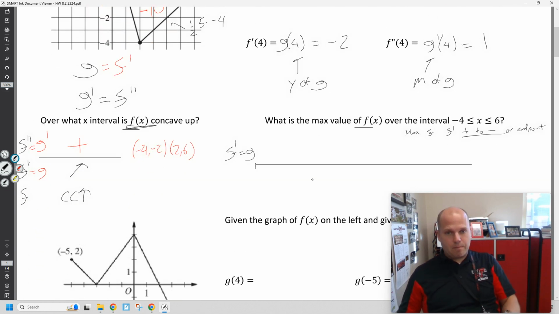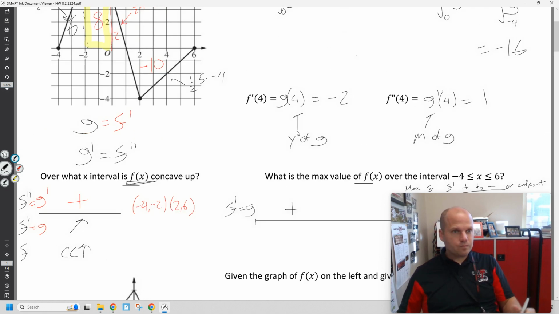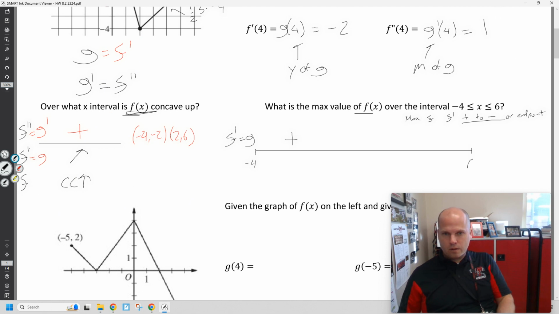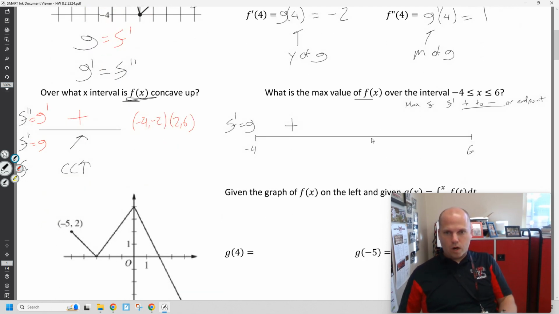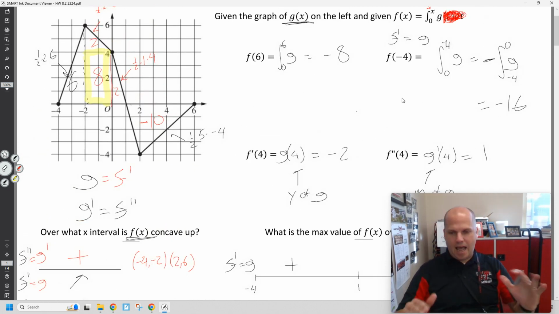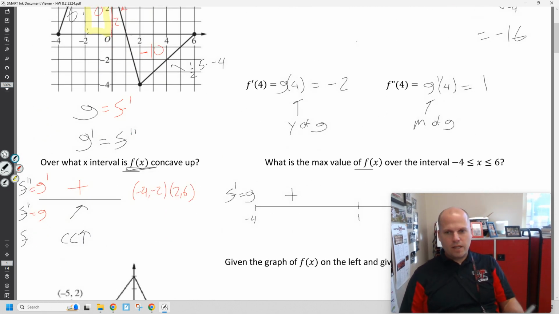It is easier than that because I see that my derivative from -4 to 6 is positive until 1, and it's negative from 1 to 6. So actually, rewind, erase, I have the answer. It's got to be at 1.